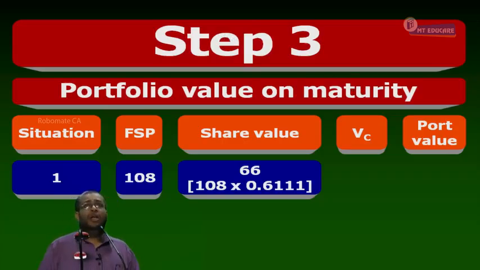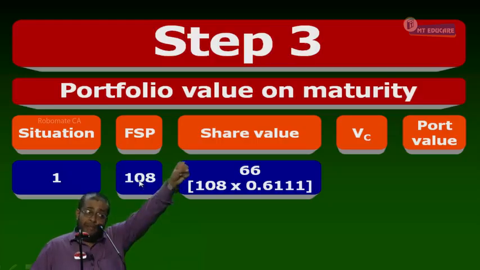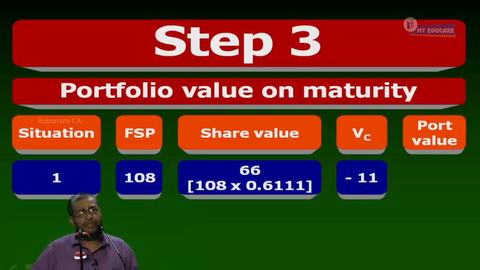Now, if I am holding only the share, my wealth is how much? 66. I am holding the share, also writing a call. As I am writing a call, the other party will decide, not me. Will he exercise or lapse? Exercise. For him, the value is what? 11. For me, the value is what? Minus 11. The call value is minus 11.